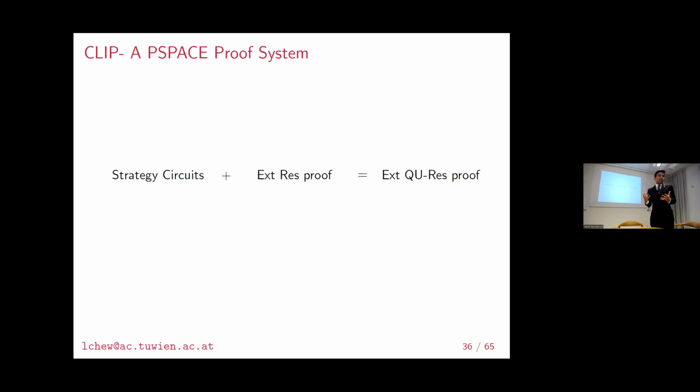But essentially, this calculus is really quite simple. All it is, if you can guess the strategy circuits and find an extended resolution proof confirming them, then that actually just gives you this extended Q resolution proof. It's very easy to construct, especially when you see it in this normal form. And this extended Q resolution proof system doesn't have lower bounds unless you solve some open problems. So it's actually really powerful.